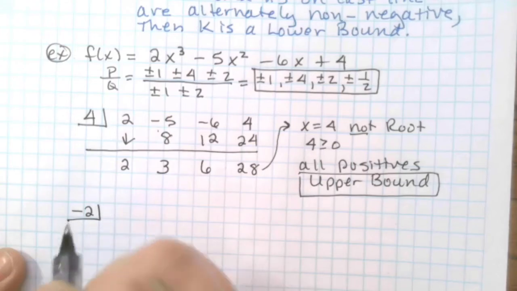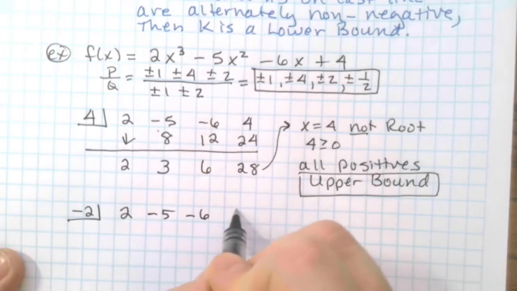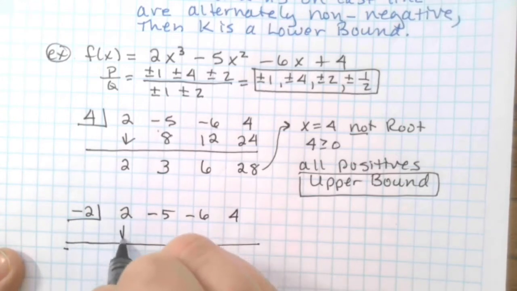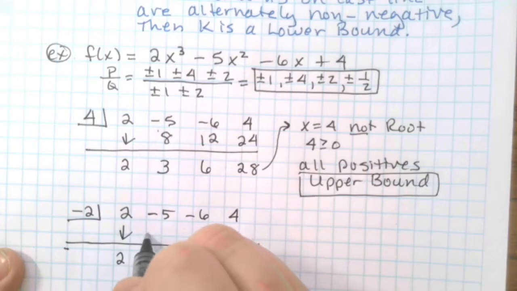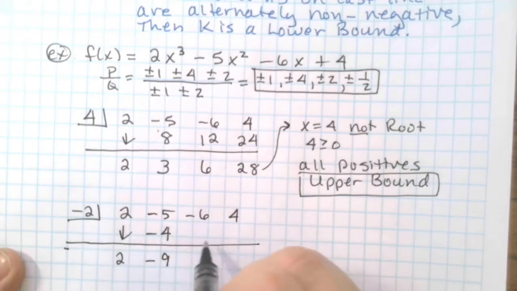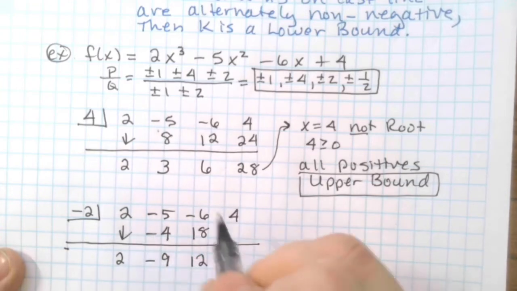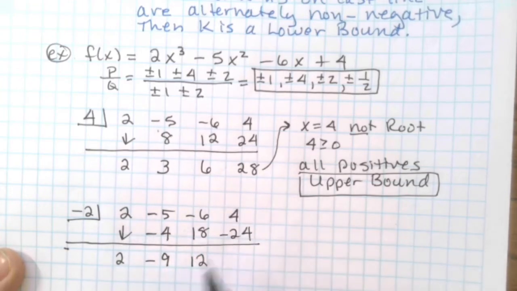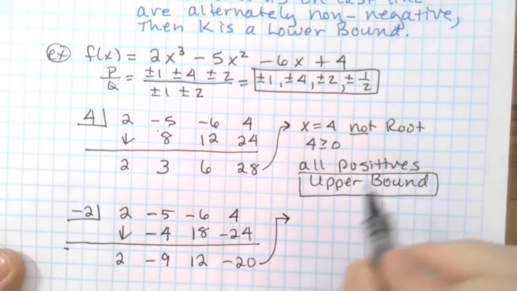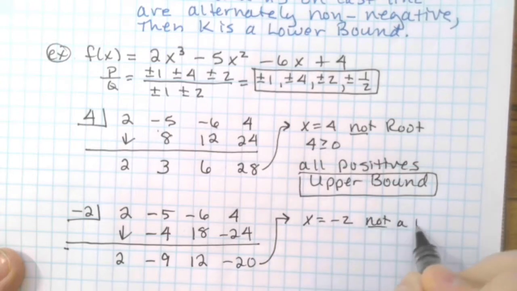We pick -2. So let's put the coefficients: 2, -5, -6, 4. Skip a line, draw a line. Bring down the 2. -2 times 2 is -4. -5 plus -4 is -9. -9 times -2 is 18. 18 minus 6 is 12. 12 times -2 is -24. Plus 4 is -20. Okay, so there was a remainder. So x equals -2 is not a root.